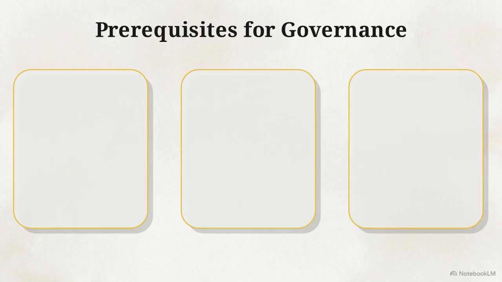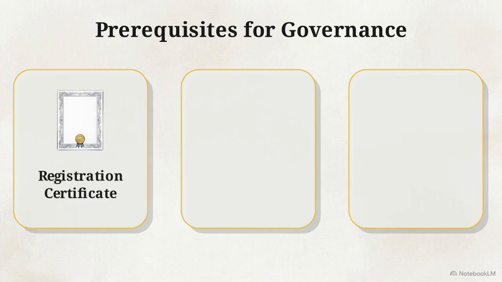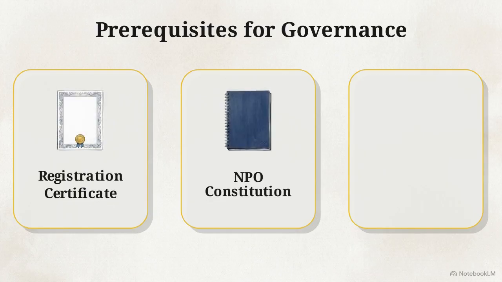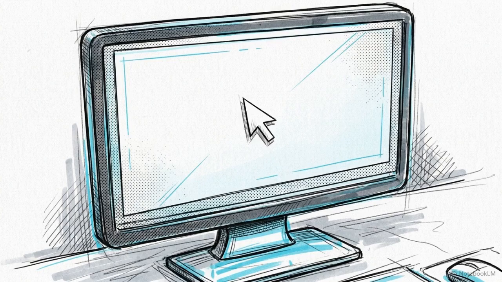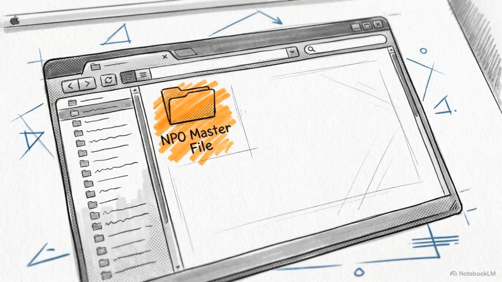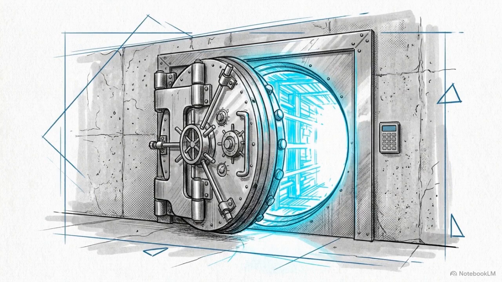Step 1 requires 3 prerequisites: your official NPO registration certificate, a copy of the constitution you submitted during registration, and your 3 founding board members. Start by setting up your digital workspace. Create a single root directory on your computer named NPO master file. This acts as the central vault for your entire organizational structure.